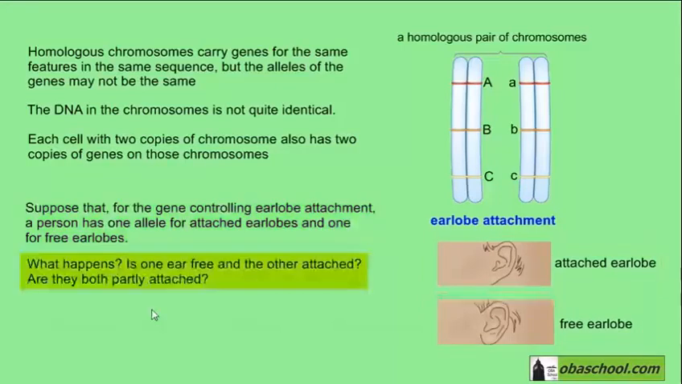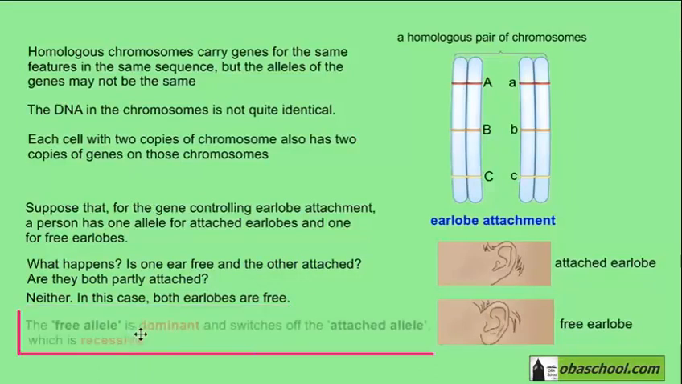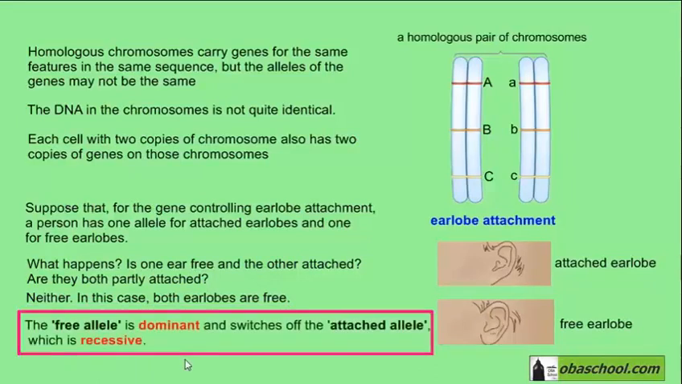What happens if you have both the alleles, the attached one and the free one? Will you have one ear free and one ear attached? Will they both be partly attached? The answer is no. They will be both free if you have both alleles. This is because the allele for the free earlobe is dominant over the allele for the attached earlobe, which means if they are both present, the dominant one is expressed, so both your ears are going to be free.